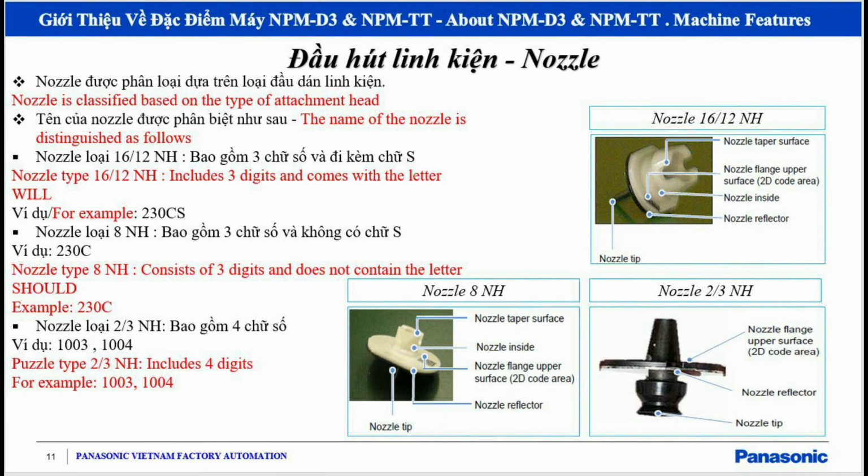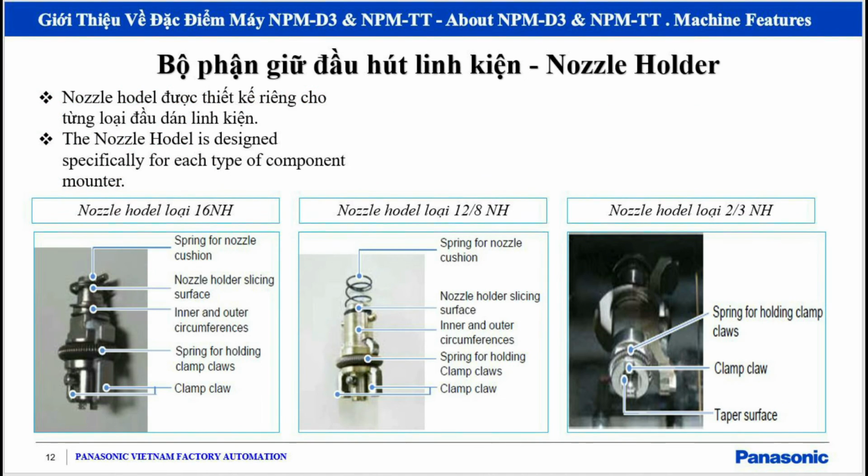Nozzle type 2/3 NH includes 4 digits, for example 1003, 1004. 9. Nozzle holder. The nozzle holder is designed specifically for each type of attachment head. Different types of heads have different nozzle holder structures to suit each type of nozzle.